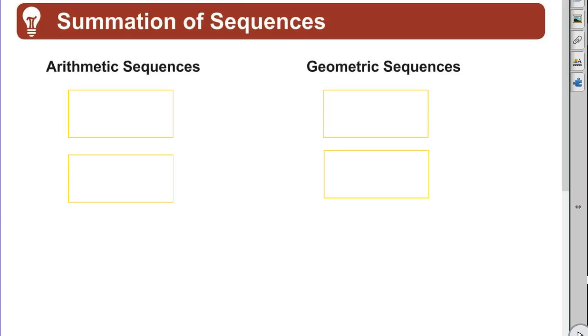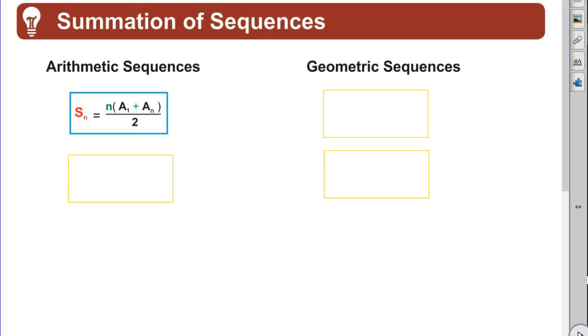All right, so Algebra 1, quick review, summation of sequences. You have to remember two different main types of sequences, an arithmetic sequence and a geometric. And you've got to remember the formula. You're not going to be able to do summation without the formula unless you write out every term.